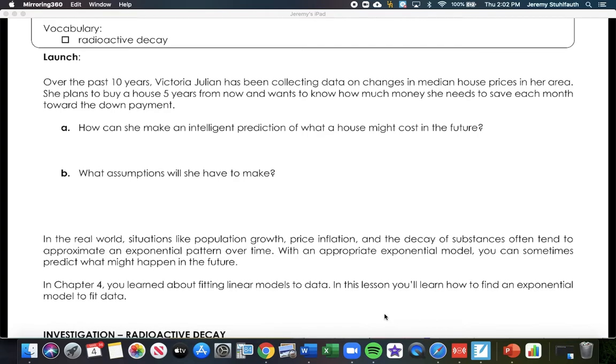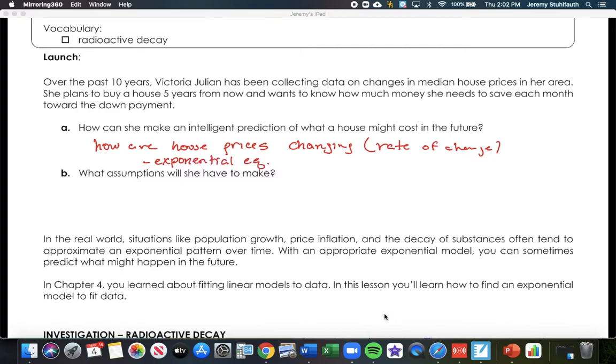So if you think about this, the first thing that she would need to know is, how are house prices changing? So she would want to know a rate of change. And this is typically going to be a percentage. So house prices are going to increase a certain percent each year. And when it is increasing by a certain percent each year based off of the value of the house, then this is going to turn into an exponential equation, because the amount that it increases each year is not going to be the same. So it's going to increase by a different amount each year.